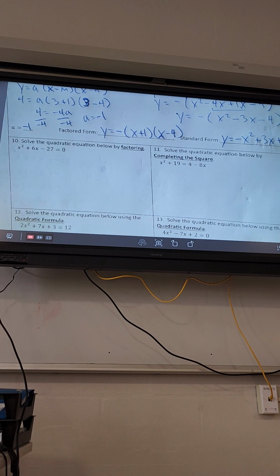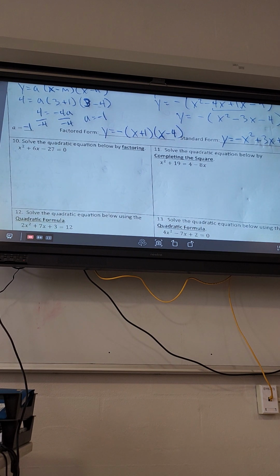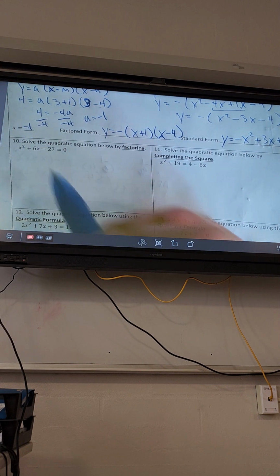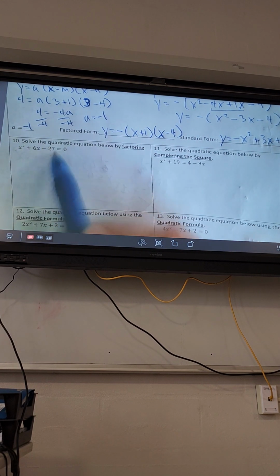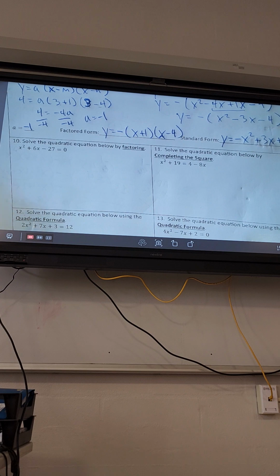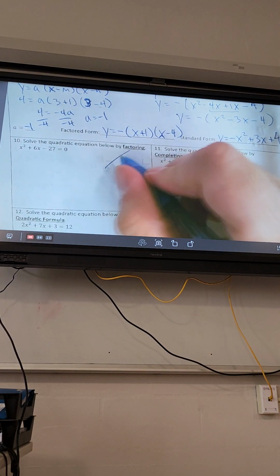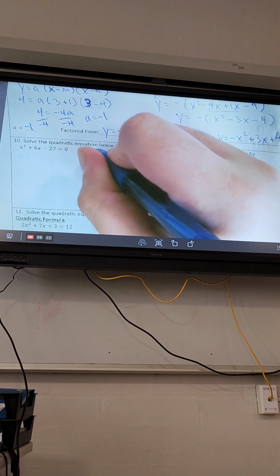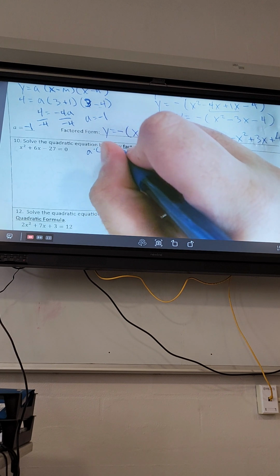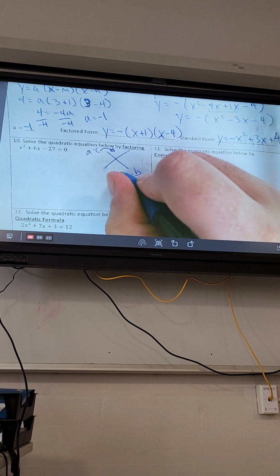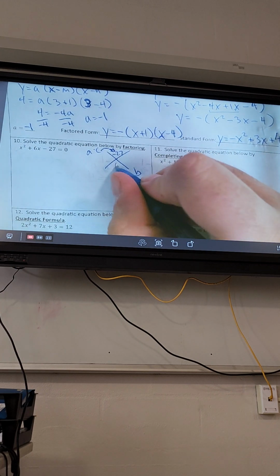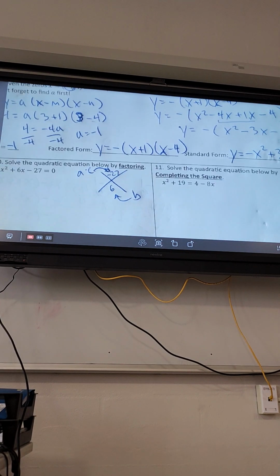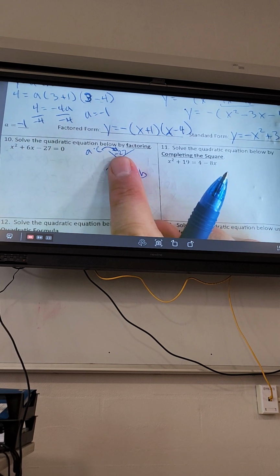Number 10, solve the quadratic equation by factoring. So factoring method, right? First off, with factoring, there's multiple ways. We're going to want to see if there's a GCF. Is there a greatest common factor? No, right? Is it equal to 0? Yes. All right, we can just start using the x method. So the x method says a times c goes in the top, right? And your b value goes in the bottom. So negative 27 goes in top, 6 goes in the bottom, right? Now we need to find two numbers that multiply to negative 27 but add to 6.